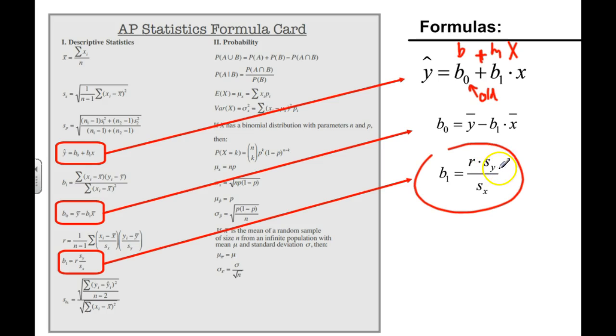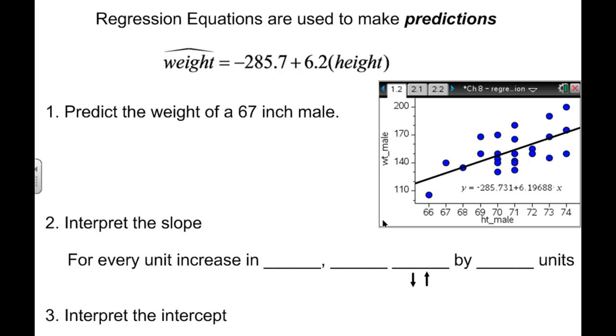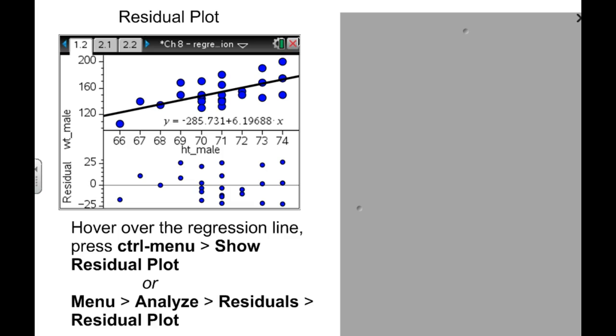This is the standard deviation of y divided by the standard deviation of x. Kind of like a rise over run times r, that is how we calculate the slope for the regression line. I'm going to skip those for a minute and come back to it. I want to make sure to do two things. I want to talk about the residual plot.